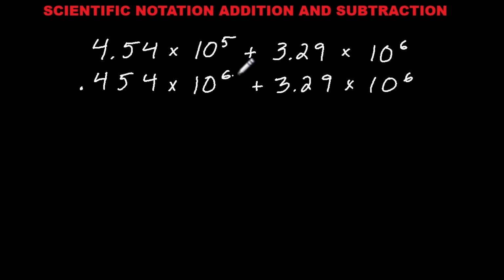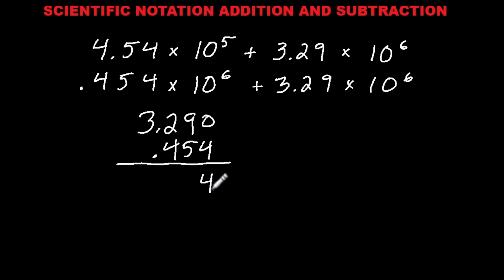Now that they're both 10 to the sixth, then I'm able to add the 0.454 and 3.29 together. So 3.29 and 0.454 gives us 3.744 times 10 to the sixth power. And this one's done.